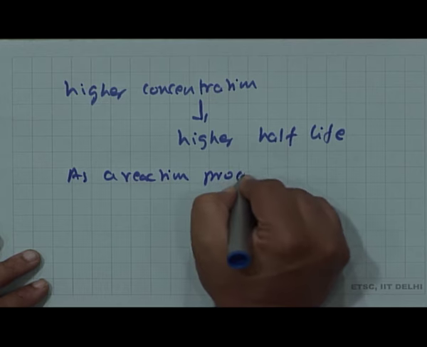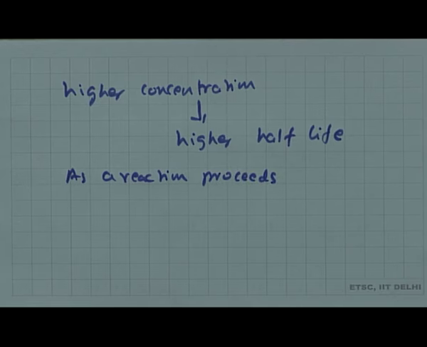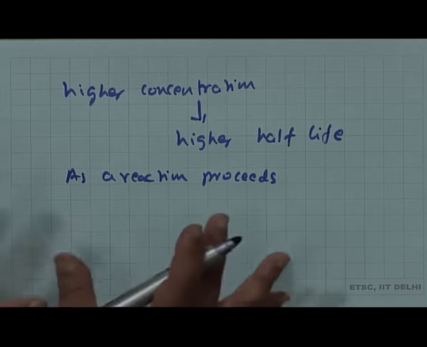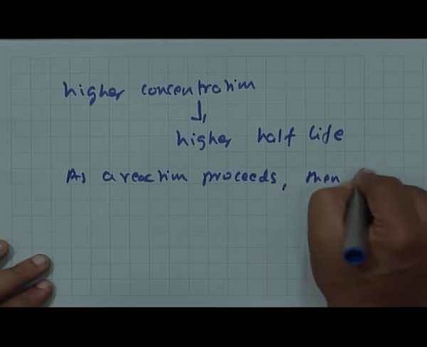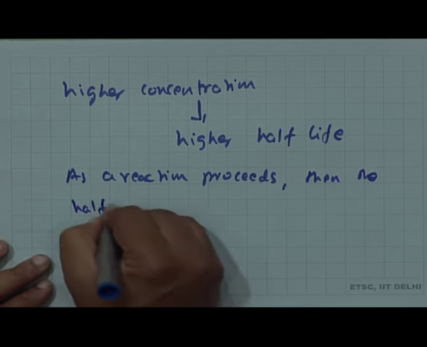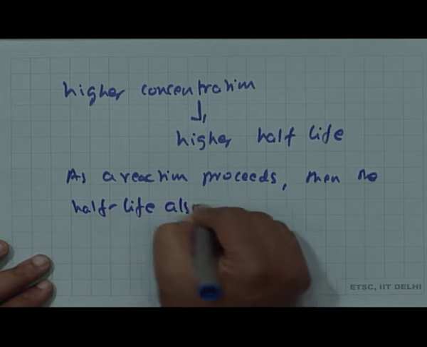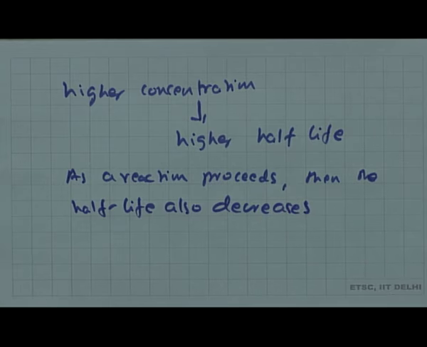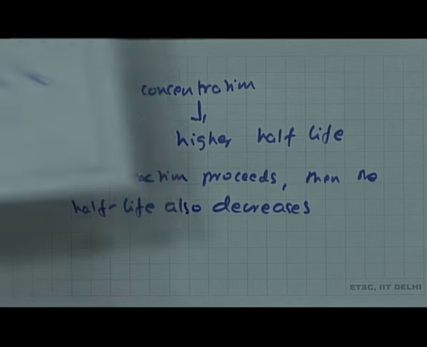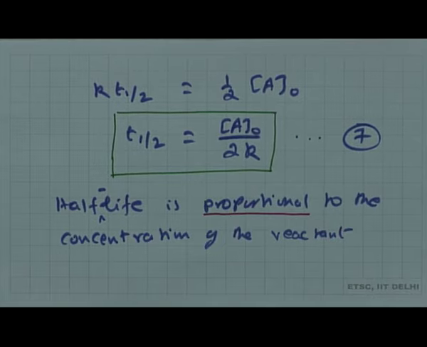In other words, as a reaction proceeds and if that reaction is of 0 order, here we are talking about a 0 order reaction right now, because everything is under the description of a 0 order reaction. So, as a reaction proceeds and if it is following 0 order, then the half life also decreases, right, which makes sense again, because what happens as the reaction proceeds? My concentration of the reactant is decreasing, right.